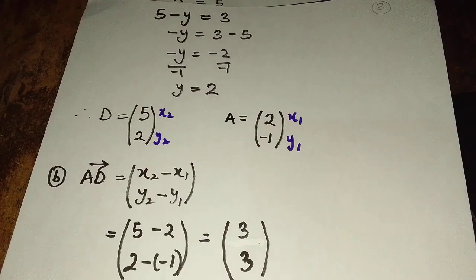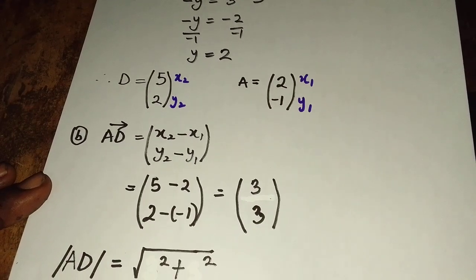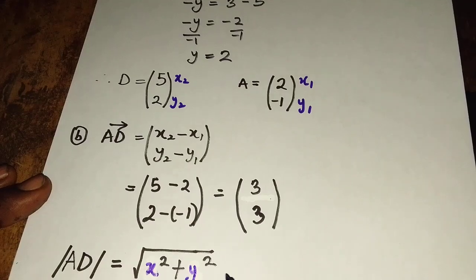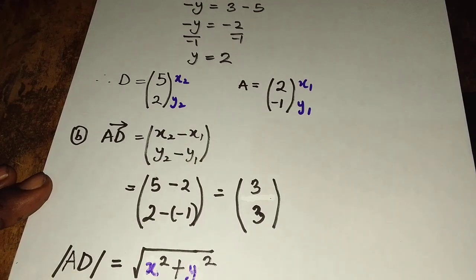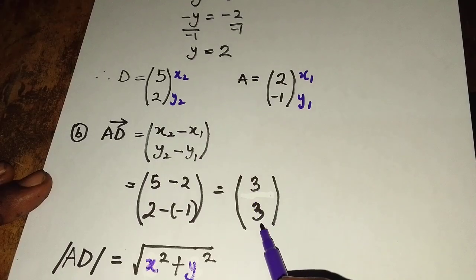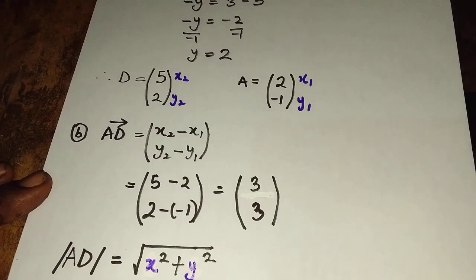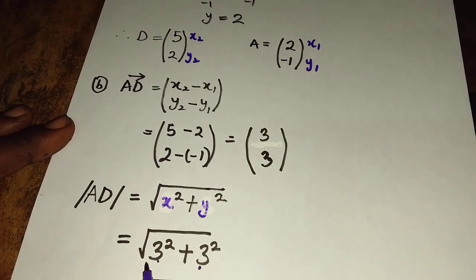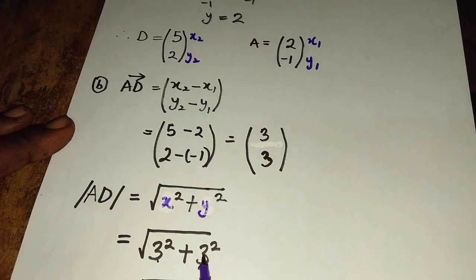After then, we are now going to look for the magnitude. So to look for the magnitude of AD, that means it will now be x component square plus y component square, then the root. When you look at this vector, 3 is the x component here, 3 is also the y component. Substitute x for 3 and y for 3. So 3 square will give you 9, plus 3 square is what? 9. Then look for the root.